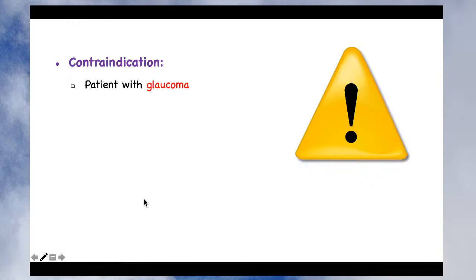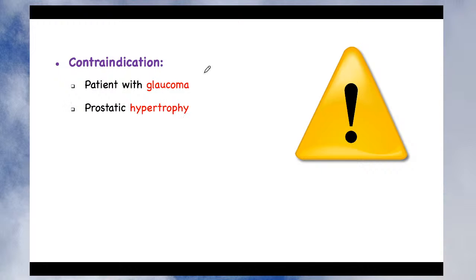Let's see what the contraindications are. These drugs are contraindicated in patients with glaucoma. I think you know why: in glaucoma patients there is already increased intraocular pressure, which is responsible for the severe pain. Now these drugs add to this intraocular pressure, so there will be a more severe increase in intraocular pressure, which may lead to complications in glaucoma. So you must contraindicate anticholinergic drugs if the patient is suffering from glaucoma.